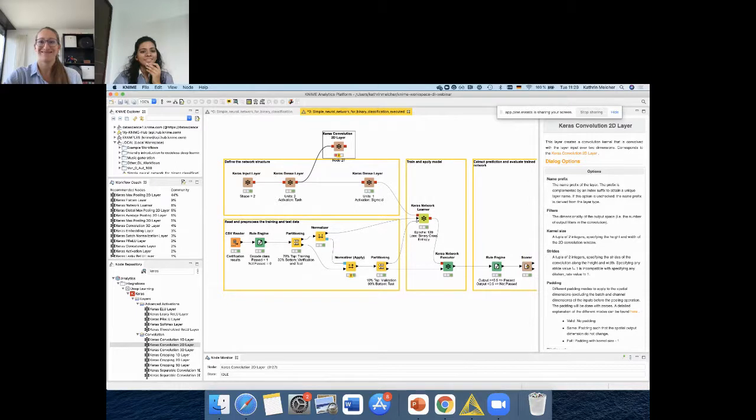That answers my question. We have another question. It's about deep learning versus machine learning. When to use what?